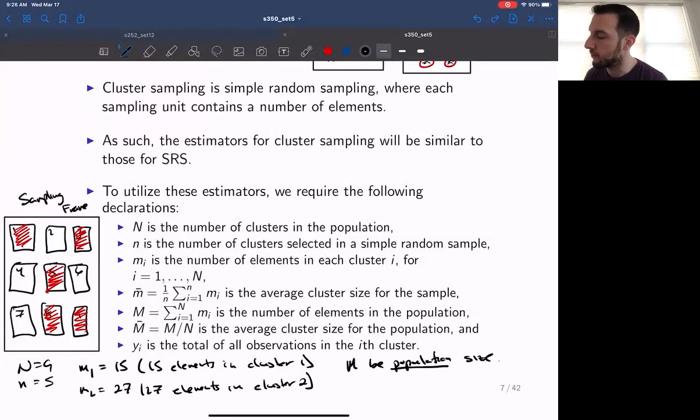So this here would be the sum across all clusters of the cluster sizes divided by the total number of clusters. And then y i is the total of all observations in the i-th cluster. So this y i here, this is the response value. Okay, so that's actually what we're measuring, depending on the situation we're looking at, but we'll see some examples of this momentarily.